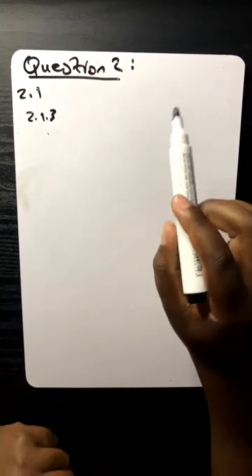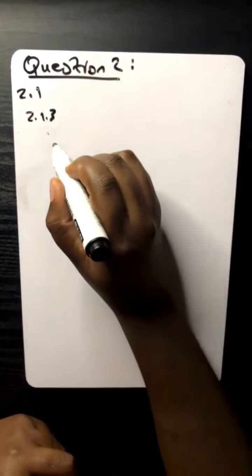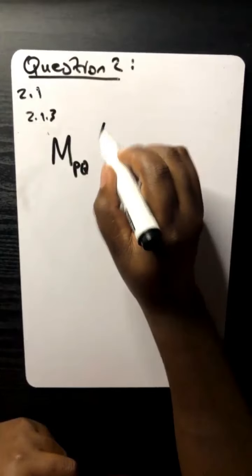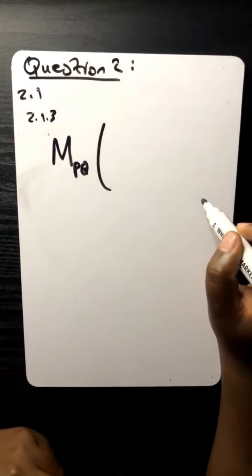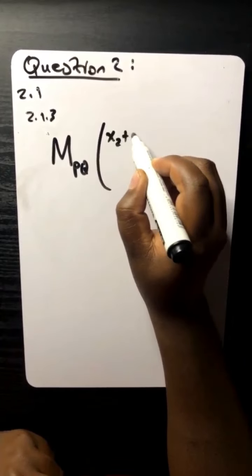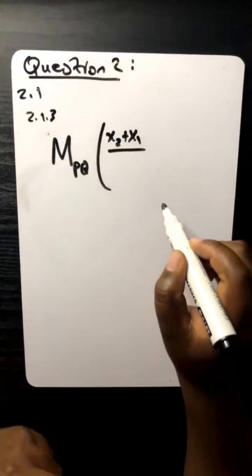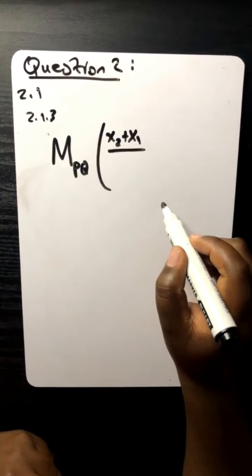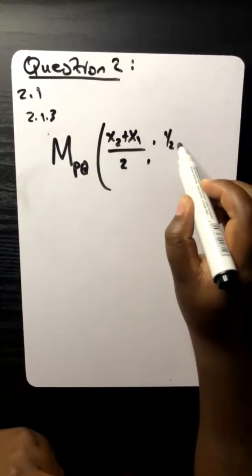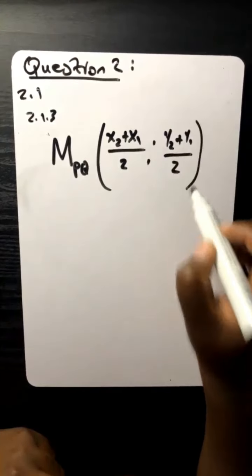They said T is the midpoint of PQ. So that means you can use the midpoint formula for PQ, knowing that that's the point for T. So we know that the midpoint formula says: x2 plus x1 divided by 2, then y2 plus y1 divided by 2.